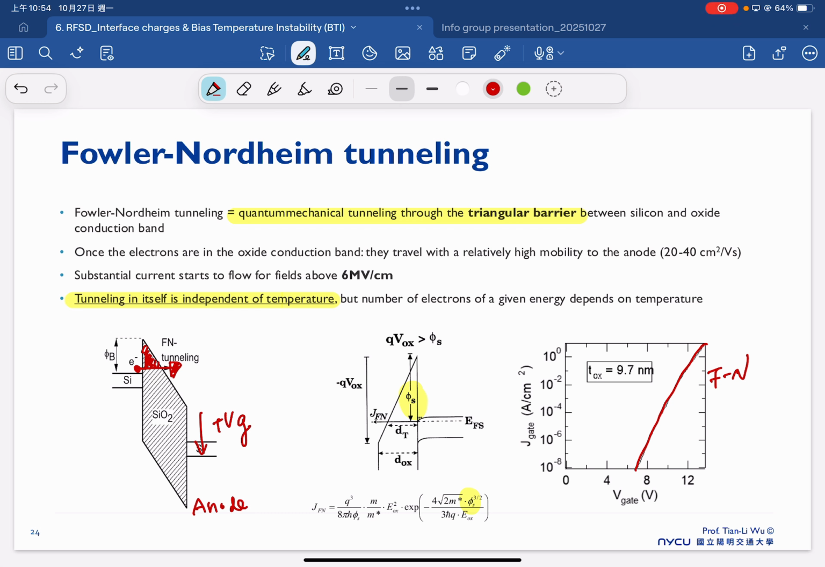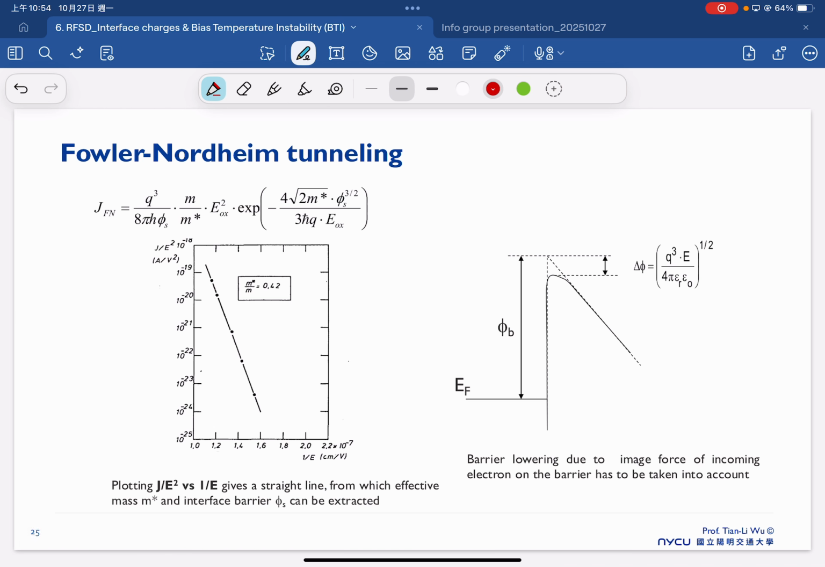And here is some more detail for how we can further justify FN tunneling. In most cases, because the equation is way too complicated, people cannot identify whether the result is FN tunneling or not at first sight. So normally what we do is plot J over E squared versus 1 over E. And if this gives us a straight line, then we can conclude that this is probably due to the FN tunneling effect here.